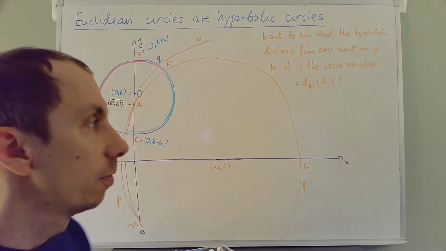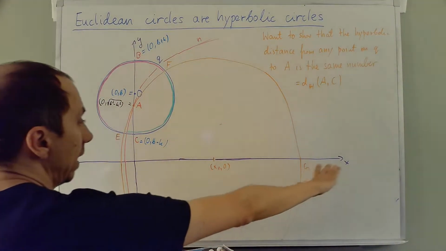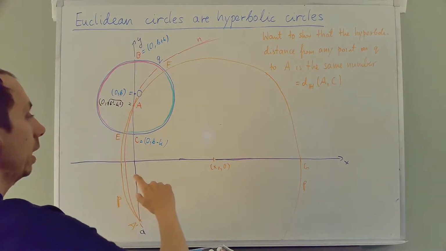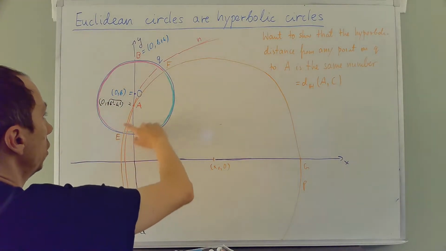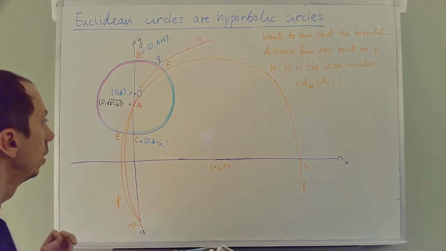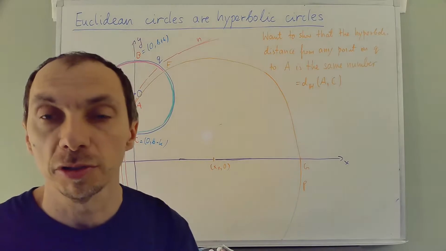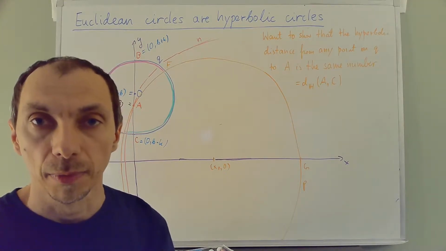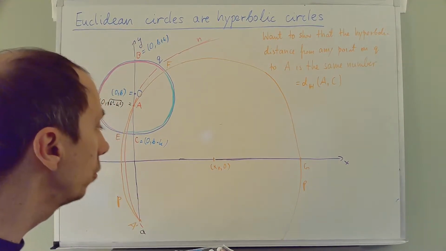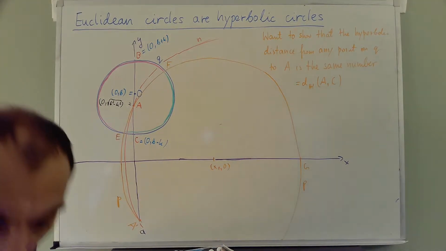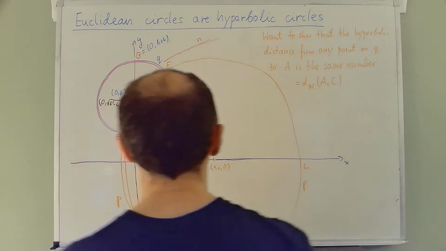For the rest of this proof, I needed to make my x-axis even longer, and I needed to draw the entire circle P. Remember, P was the orange circle whose center was somewhere here, x0, 0 on the x-axis. And I wanted to rephrase again what we're trying to show.